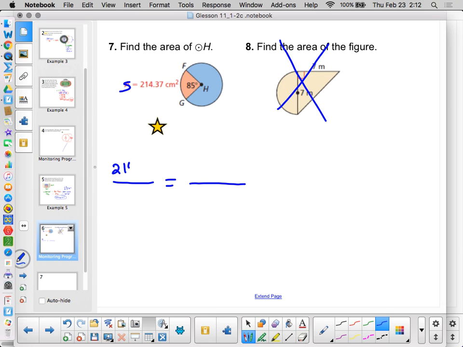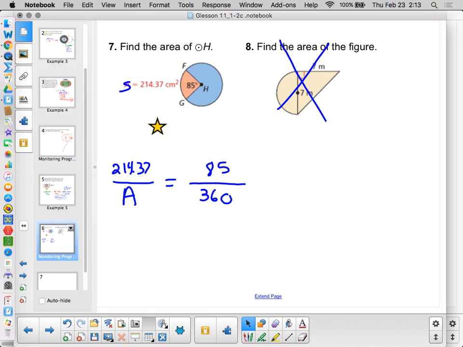S is 214.37. The angle is 85. The 360 goes down here. You need to find the area of the circle. Actually, we'll say area. AC would be circumference. And basically, I just set it up for you.